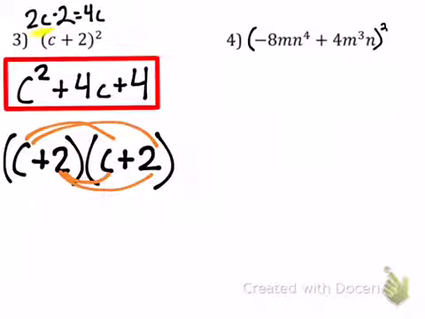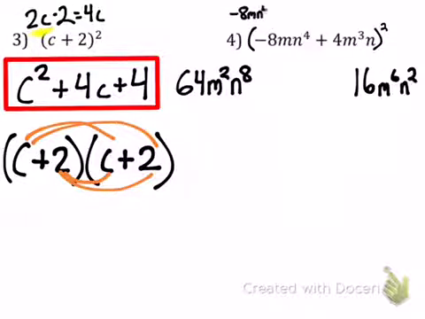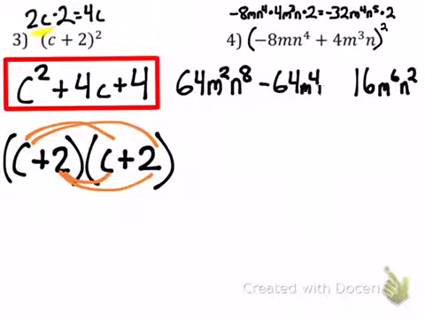Alright, number 4, that was one of the typo problems. You had to put it in parentheses and raise it to the second power. So I'm just going to show you the work with that, and if you do have a question, please ask me next week. You basically just square the -8m and 4, and then you square 4m3n, and that's how you get the first and last terms. And then you multiply the two terms together, and then you double it, and that's how you get the middle term.